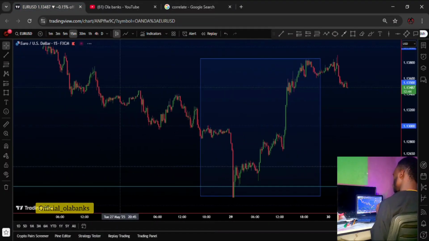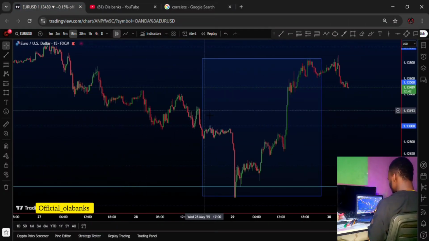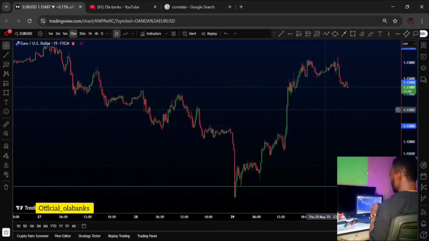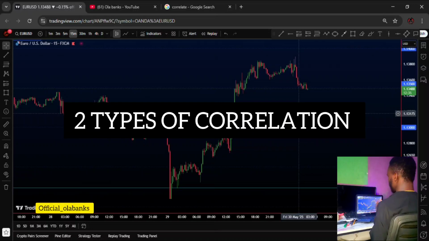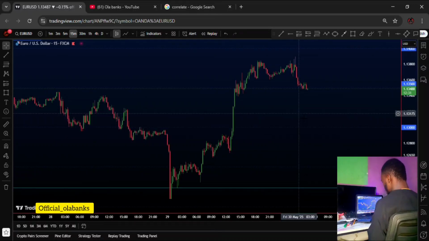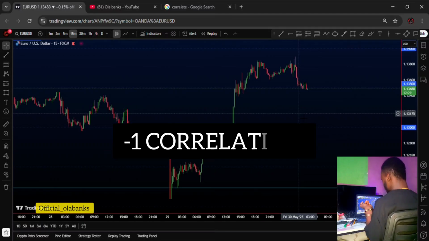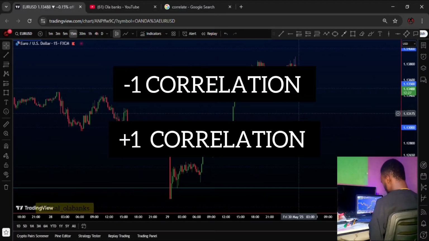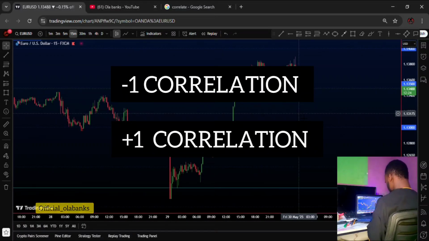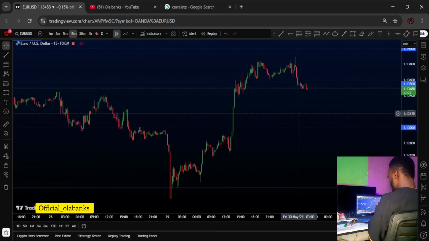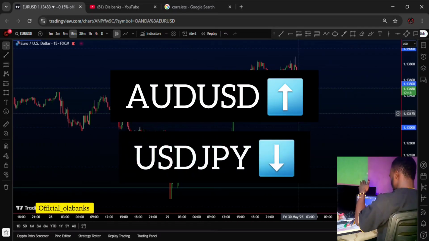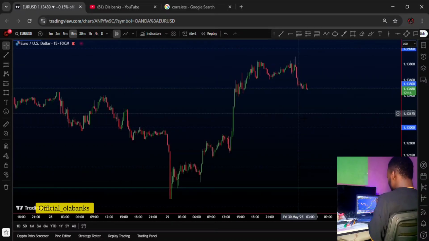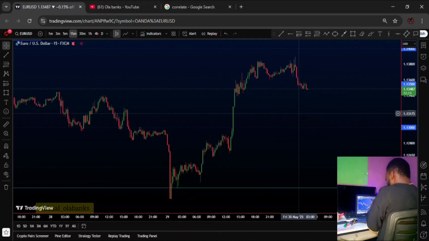Another important thing you should know is that we have two types of correlation in the forex market, in the financial market as a whole: the negative correlation and the positive correlation. What do we mean by negative correlation? Negative correlation is when one pair is going up and the other one is going down. In terms of positive correlation, it means they are going in the same direction.